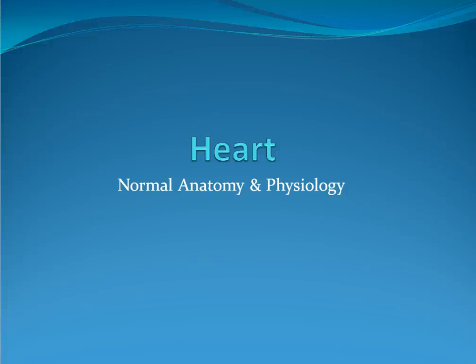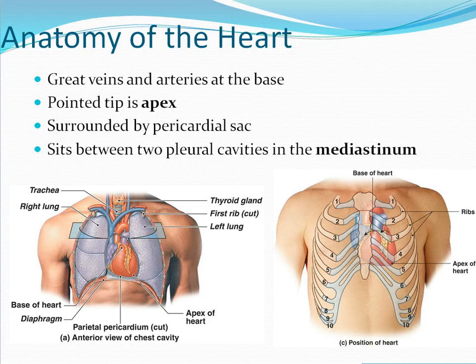In this video, we will look at the normal anatomy and physiology of the heart. We will begin with the basic anatomy of the heart. The base of the heart is at the top, and this is where we find the great veins and arteries. The apex is the pointed tip of the heart at the bottom. The apex is tipped slightly to the left.